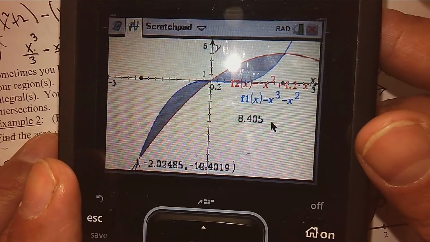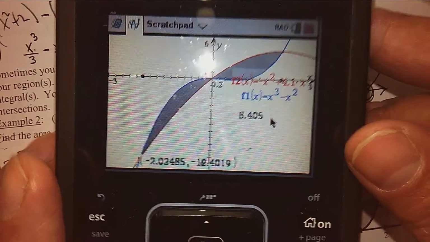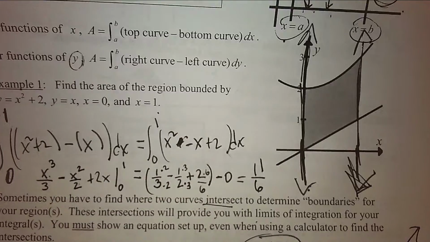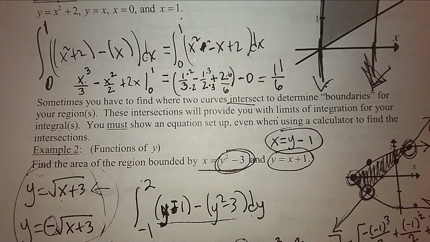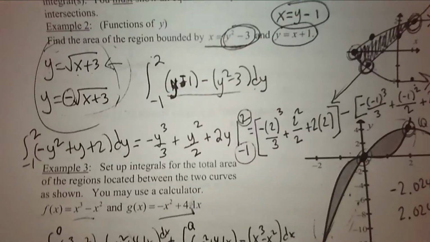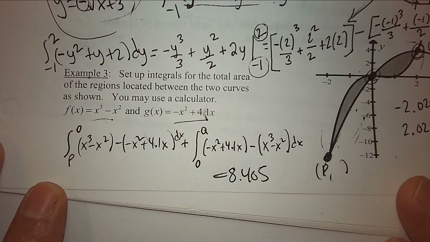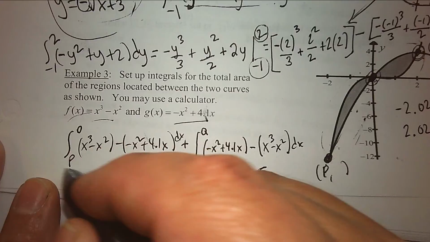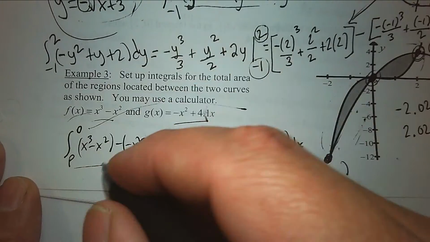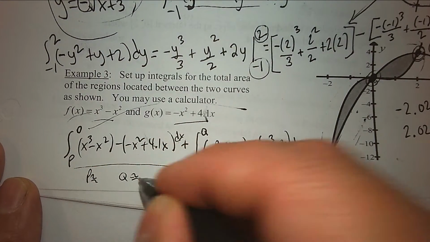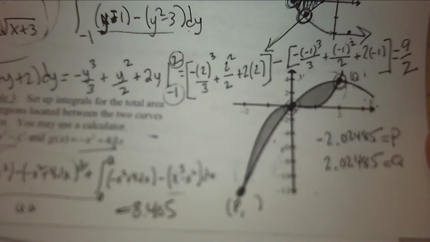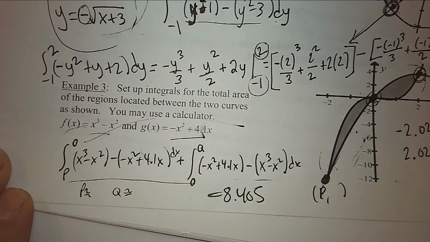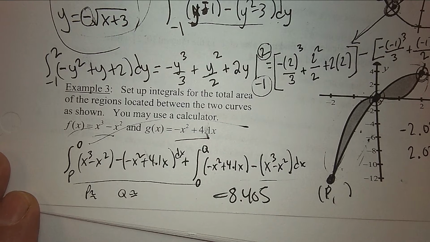So what is the area bounded? 8.405. If you are asked for only the setup, so actually example number 3, it just asked for the setup, you would just write this down for the setup, and know that what P equals and what Q equals, you would then put in what those numbers are, negative 2.02485 and positive 2.02485, and put them in for P and Q as the setup. There you go. All right, turn the page.